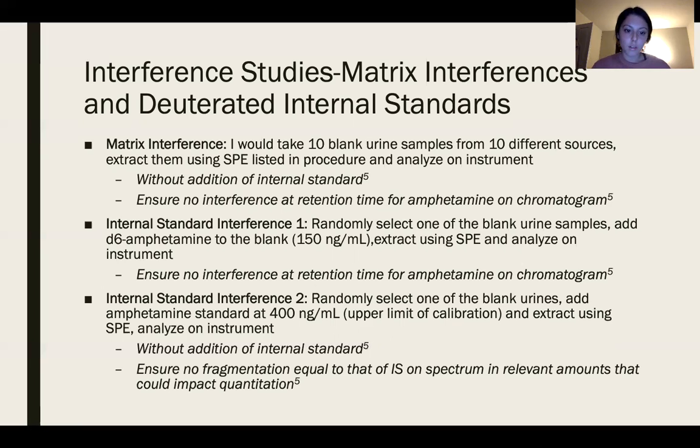For the second part of interference studies, I would randomly select one of those blanks once again. This time I would add an amphetamine standard at a really high concentration, at the upper limit of the calibration curve, and then I would extract that using solid phase extraction and analyze it on the instrument, without the internal standard present. When I analyze it and look at the mass spectrum, I'm basically just making sure that none of the fragments have the same mass to charge ratio that the internal standard did.